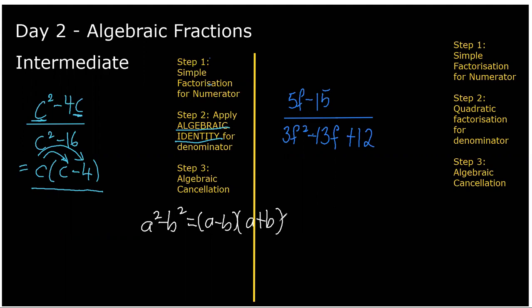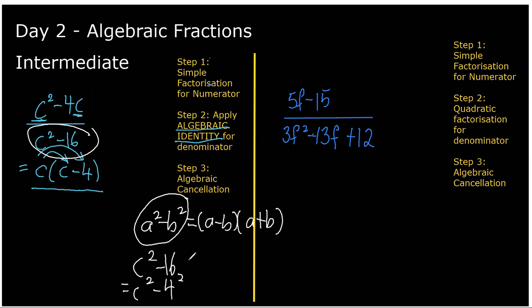You can see that there's a similarity here, because c squared minus 16 is actually equal to c squared minus 4 squared. You can see that 16 is a perfect square. 16 is actually 4 squared. So the number 16 is what we call a perfect square. Therefore, I know that I can use this algebraic identity number 3.